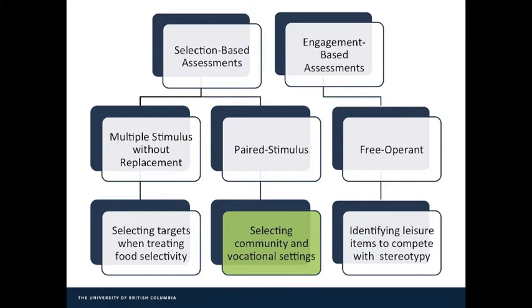Now I'm going to move into using a preference assessment to select community and vocational settings. So this assessment was actually carried out with the same individual a few years later. So he is now an adult, still living in an ABA teaching home. And he now has access and is successful in a huge number of community settings. I think actually in our most recent quarterly report, there were 95 different settings that he was accessing in the community. So he is a busy, busy guy.